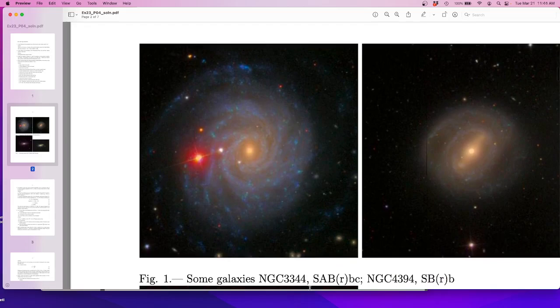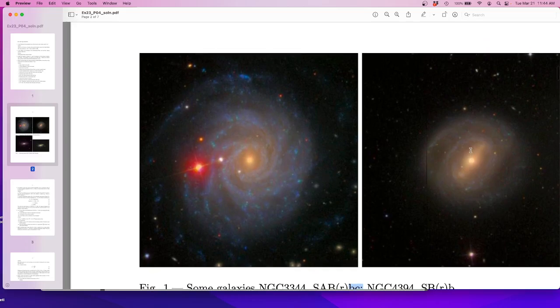So this is an S. This is an AB, because if you squint, there might be a little bit of a bar here. Very faintly, yes. It's kind of faint. Maybe it's there. Hard to say. Maybe there's a bar. So this AB denotes that there kind of is a bar. A denotes that there is not a bar, and B denotes that there is a bar. R is for ring, and then BC describes the bulge to disk light ratio.